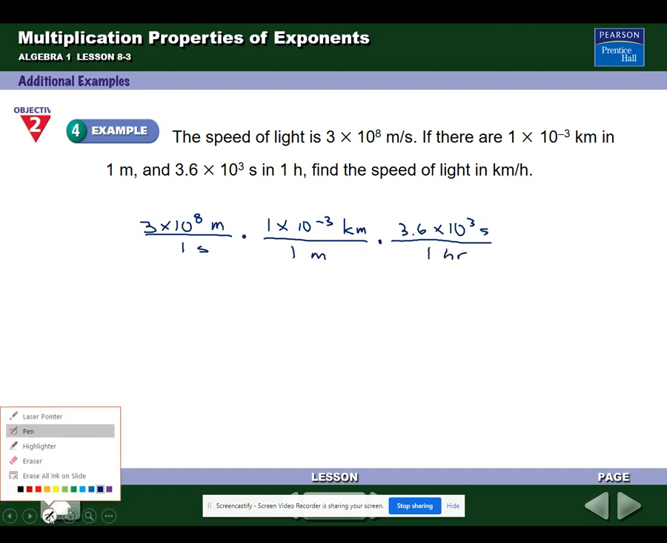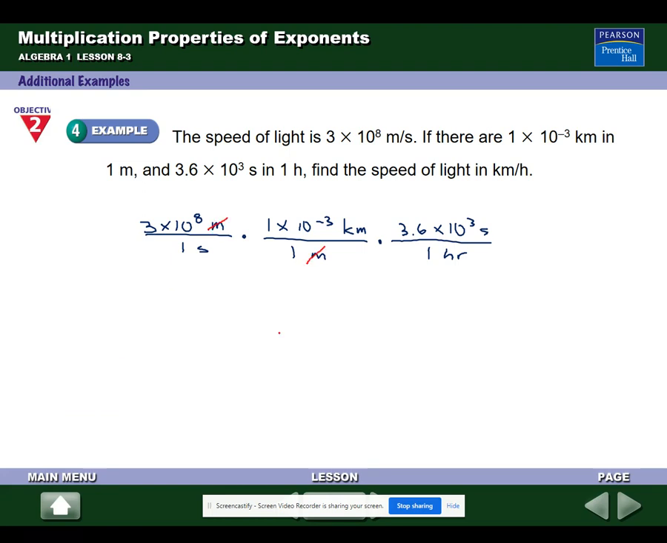And if you then take a look at the units first and see that you're going to have meters cancel numerator to denominator, seconds cancel numerator to denominator, you will be left with something in kilometers per hour, which is what they asked for. Okay? And then it just comes down to multiplying those numbers. And I'll just do this real quick. 3 times 1 is 3 times 3.6 would be 10.8. If you have to use your calculator on that, that's okay. But I'm multiplying those numbers that are convenient to do so. 3 times 1 times 3.6.